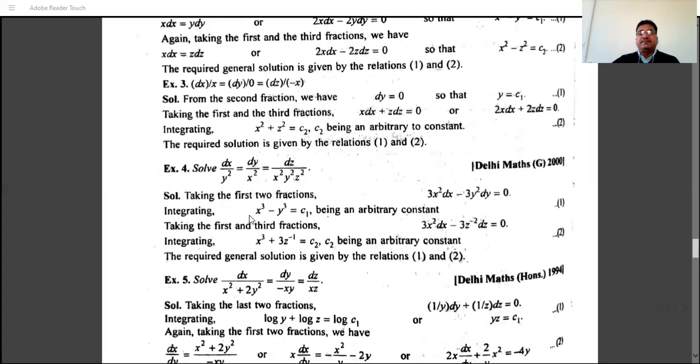If the first method fails, then I apply the second method, that is, the method of multipliers. So by considering the first two fractions, dx divided by y square, dy divided by x square, because z is absent.